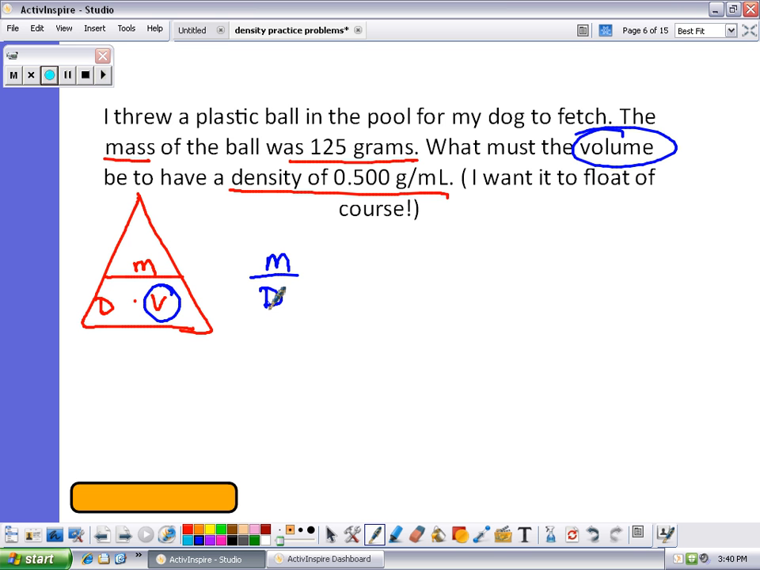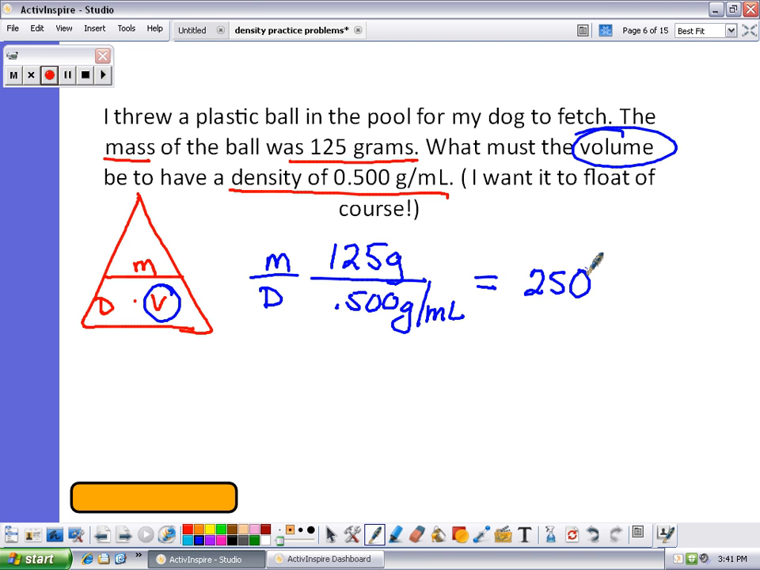So we plug in our information, and mass is 125 grams, and our density is 0.500 grams per milliliter, and we do the division, and we get 250 milliliters, because our grams cancel out and you're left with your milliliters, which is a volume unit. Be sure to make sure that you're labeling and crossing out so you get the right units for your answer.